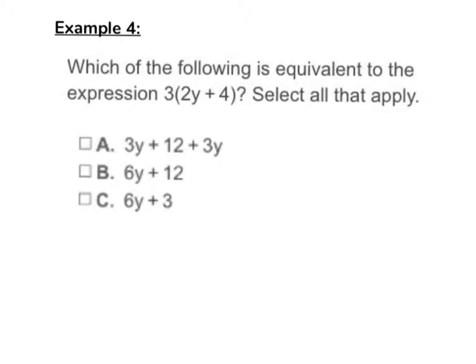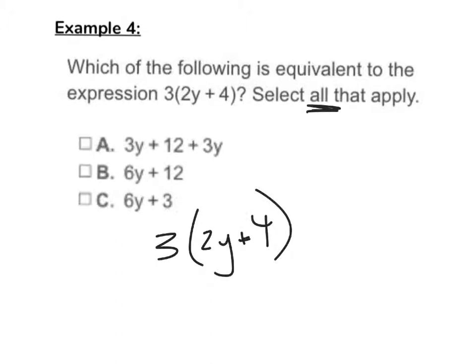In example 4, again, very similar to example 3. Which of the following is equivalent to the expression 3 times 2y plus 4? Select all that apply. So if we take a look, we have 3 times 2y plus 4. So right away I'm going to go through my list and I'm going to say, okay, none of these right away are matching what I already see. So that tells me that I have to go through the process of finding an equivalent expression, which means I have to share the 3 with whatever is inside my parentheses.